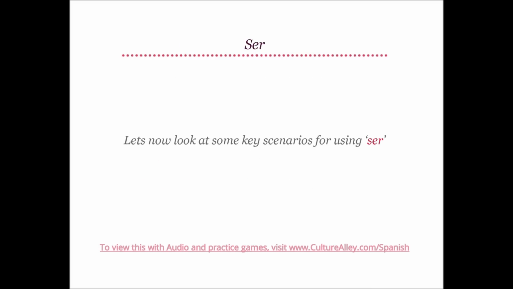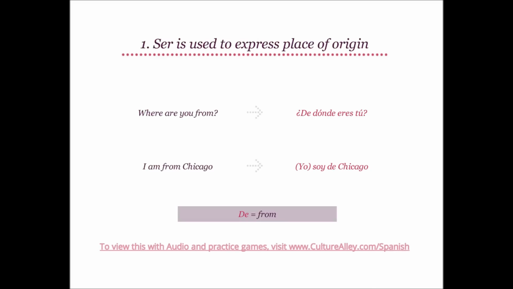Let's now look at some key scenarios for using ser. Let's look at the first scenario. Ser is used to express place of origin. For example, I am from Chicago. Where are you from becomes ¿De dónde eres tú? Try that, please.